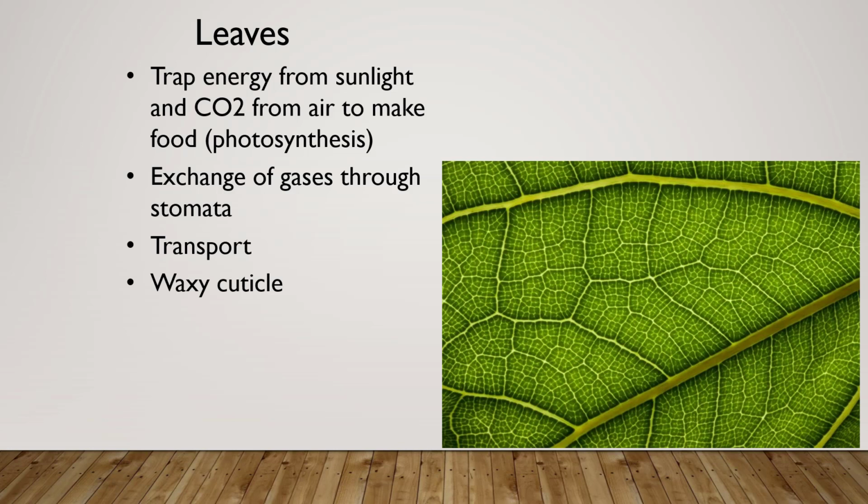Okay, leaves trap energy from sunlight and CO2 from air to make food. And when you talk about feeding your plants, we are not able to feed your plants. The plant can feed itself. When you're fertilizing a plant, what you're doing is providing minerals to the plant. So the leaves are where the exchange of gases occurs through the stomata, transport of sugars, and waxy cuticle make up leaves, and we'll talk about each one of these.